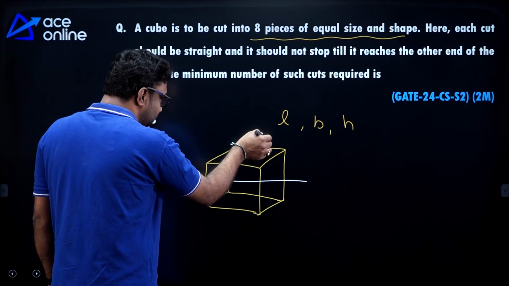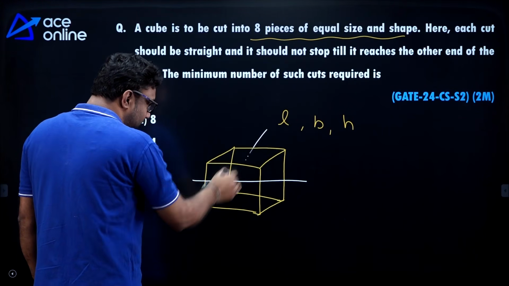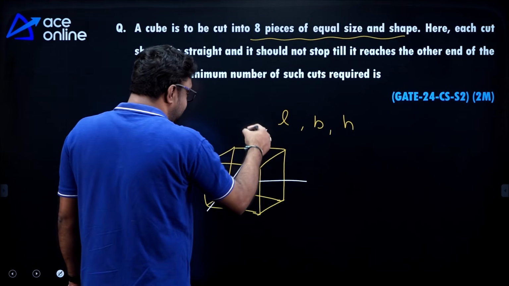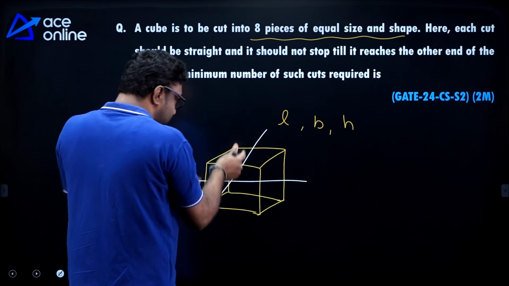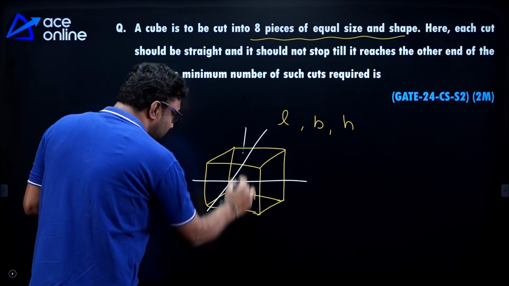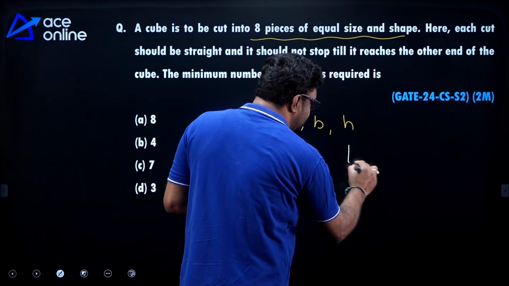Now we can cut in this way. This way we can cut, right? So that's related to the breadth side. Now related to the height side, you can cut in this way. Now from the height point of view, cut in this way. Then it will create 8 pieces.